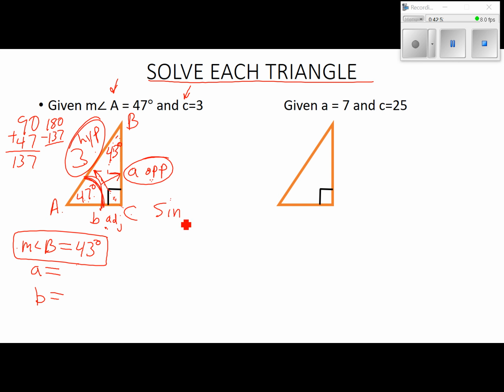So we set up our equation. Sine of our angle, which we picked the 47 degrees, equals opposite, that's A, over the hypotenuse, which is 3. So once we have our equation, now we solve it just like we were doing a couple slides ago.